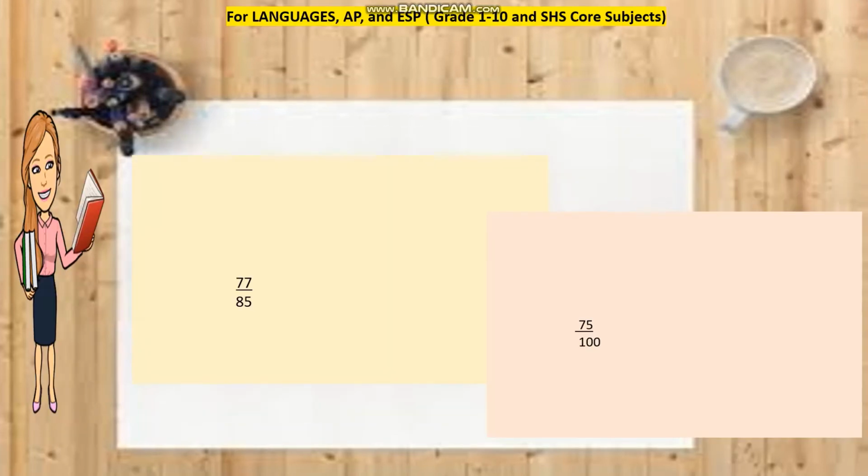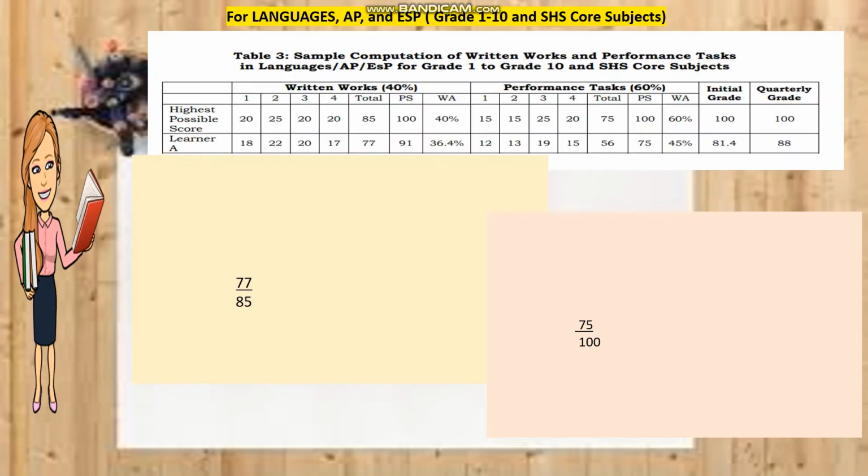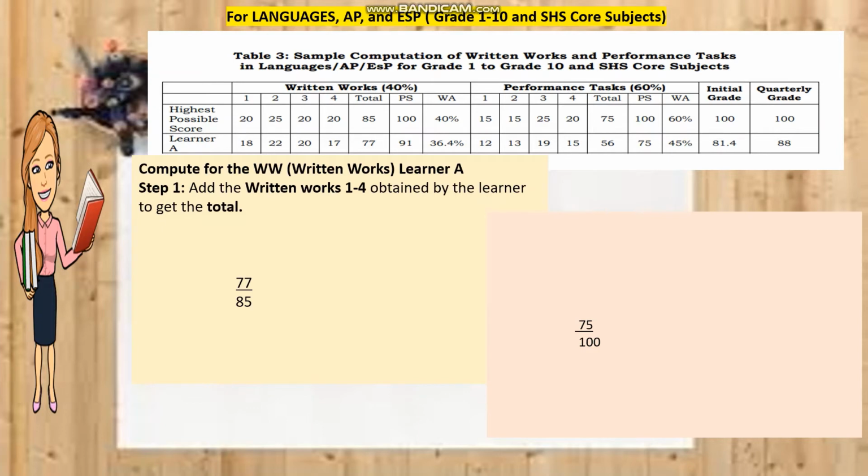For AP and ESP, grades 1 to 10, and senior high school core subjects. Table 3, sample computation of written works and performance tasks. Compute for the WW or written works for learner A. Step 1. Add the written works 1 to 4 obtained by the learner to get the total. Step 2. Compute for the partial score or PS.